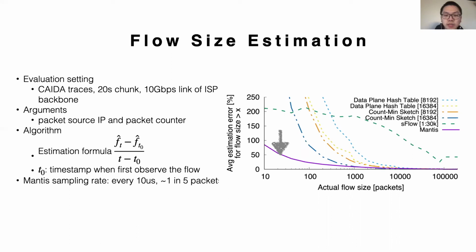Mantis, with the same resources, can poll the data plane at 10 microsecond granularity, essentially polling once every 5 packets. This allows it to outperform sFlow across all sizes. In addition, because Mantis doesn't suffer from hash collisions compared to data plane approaches, it approximates them for large flows and significantly outperforms them for small flows.